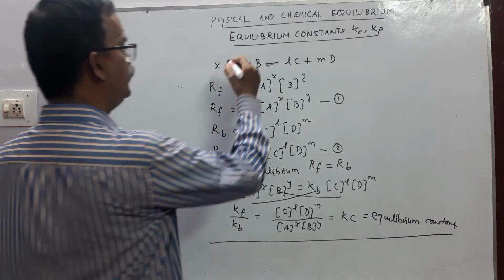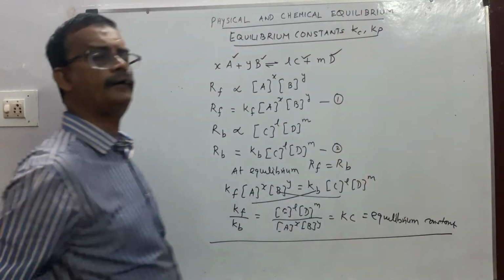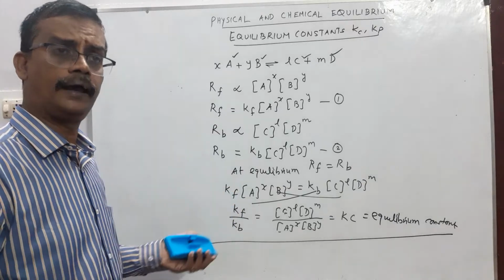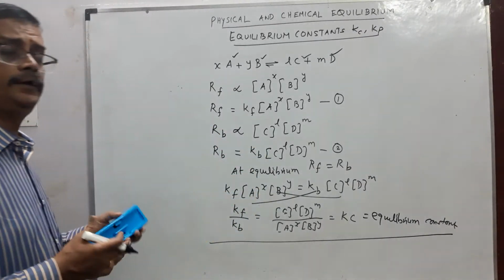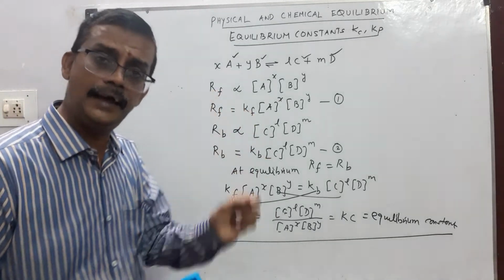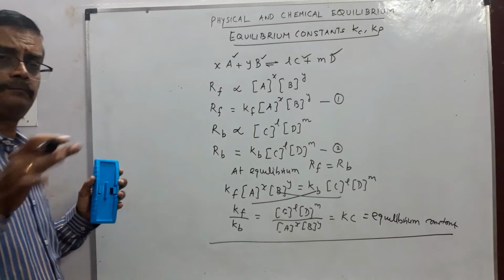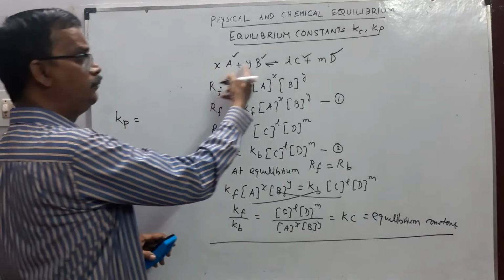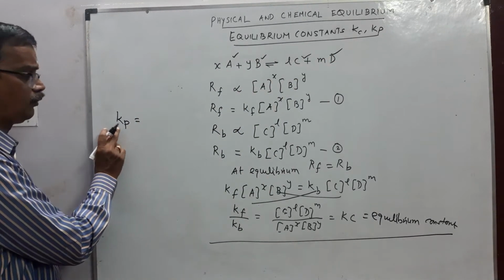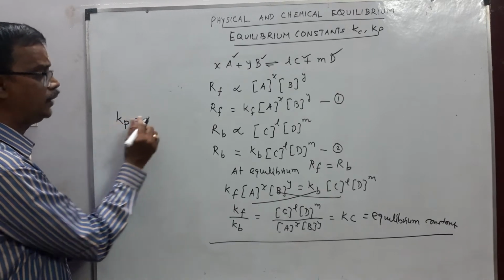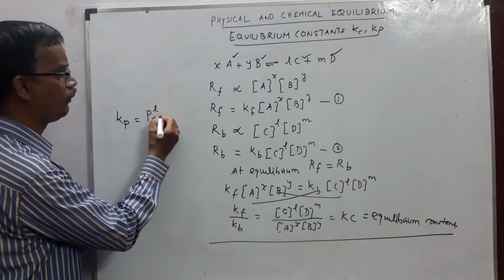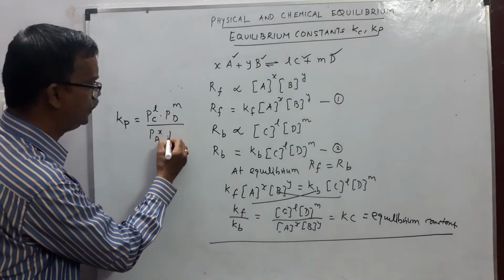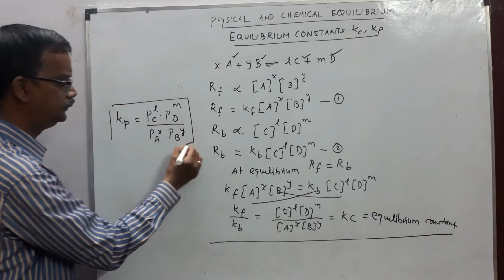If A, B, C, D are gases, that is, if reactants and products are gases, the equilibrium constant can be expressed in terms of partial pressure. So Kp equals partial pressure of C to the power of L, partial pressure of D to the power of M, divided by partial pressure of A to the power of X, partial pressure of B to the power of Y. Is it clear?